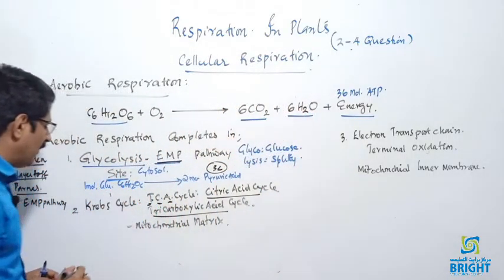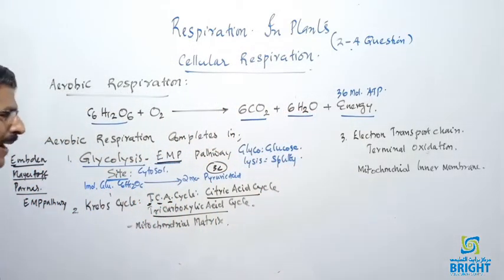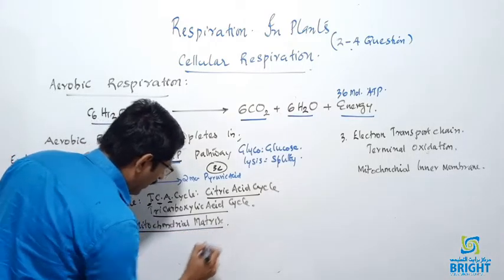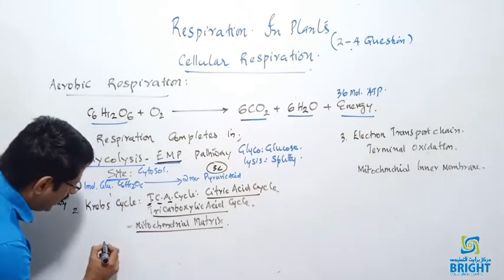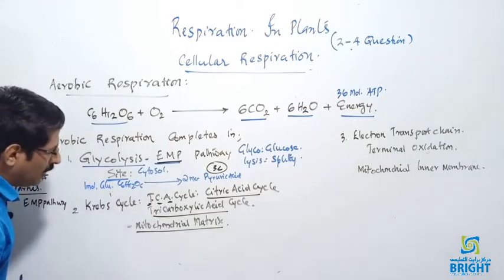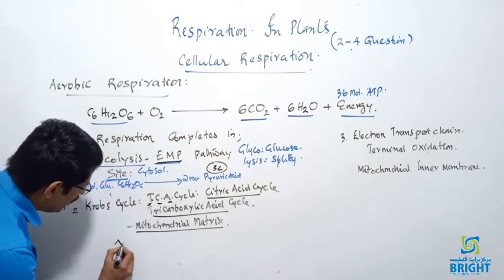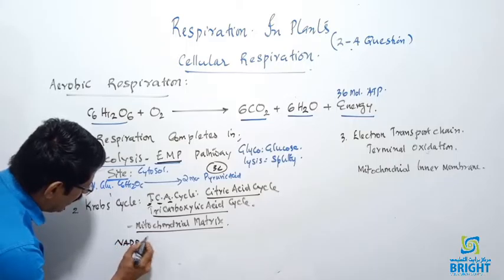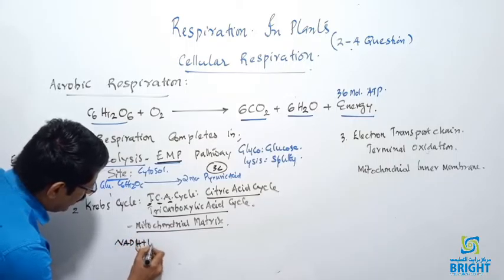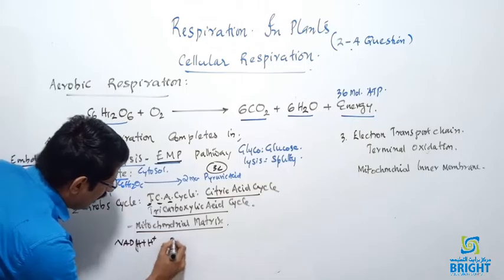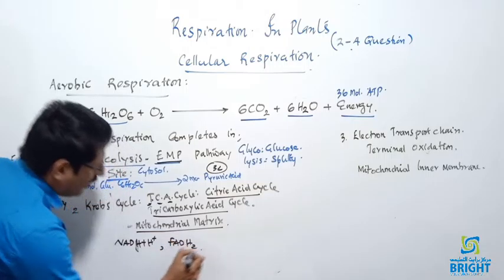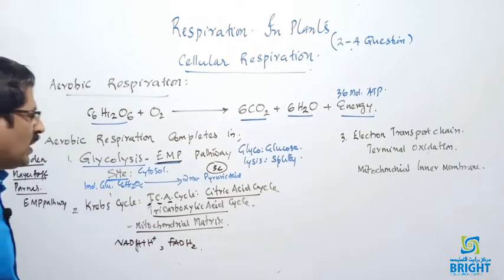The site of the Krebs cycle is the mitochondrial matrix. The process takes place only in the mitochondrial matrix, and it is present only in aerobic organisms. As a result of the Krebs cycle, NADH plus H+ and FADH2 are mainly produced.